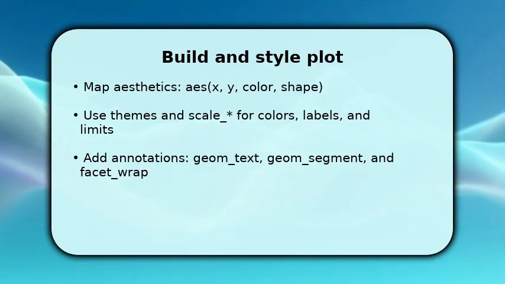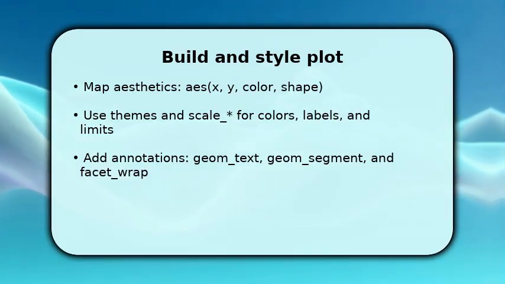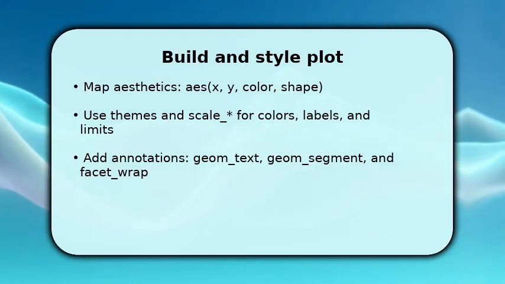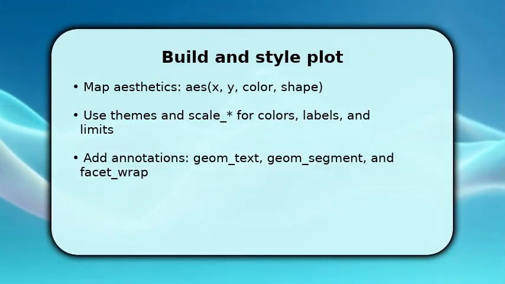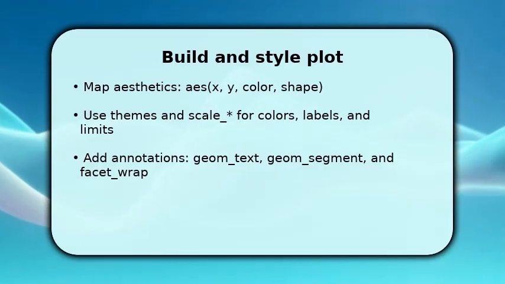You now construct the main graphic and refine how it communicates. Start with geom_point or geom_line and map aesthetics to variables. This encodes meaning. Then apply theme_minimal or a custom theme to control margins and grid lines, and use scale_color_manual to guarantee consistent palettes.